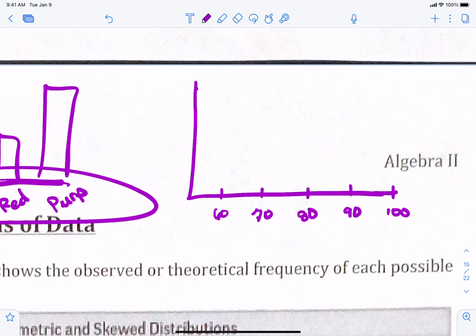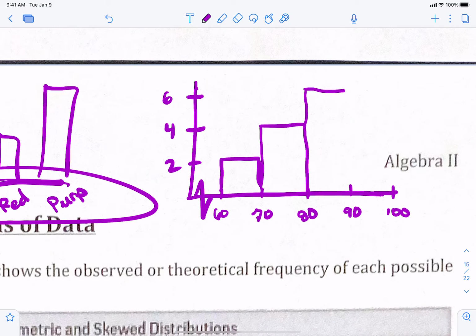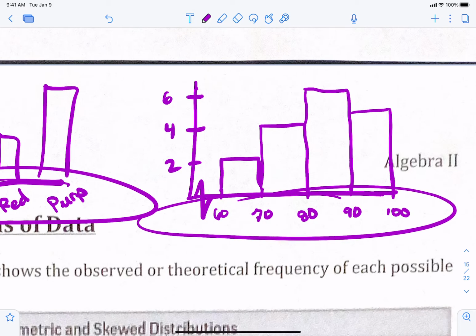What I would do here is, first of all, we're not starting our graph at 0, so you want to make sure that you have one of those there. Have you seen that before? That means you're starting the graph at a non-zero value. Let's say I have 2 people that scored between 60 and 70, 4 people that scored 70 to 80, 6 people that scored 80 to 90, and 5 people that scored 90 to 100, and it would look like that. And the bars are touching each other in a histogram. These are intervals down below on the bottom. That's what a histogram is.